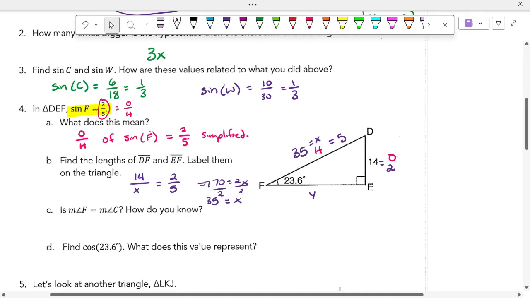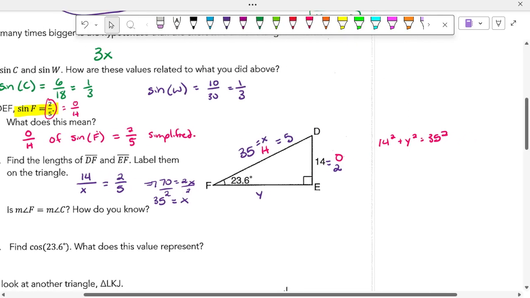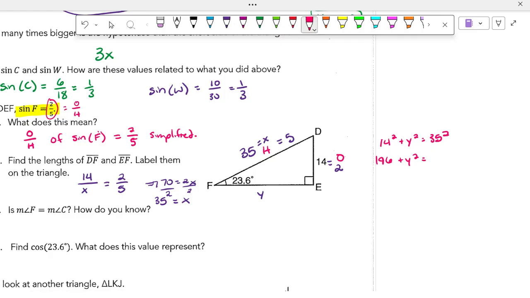So, I'm going to do this off to the side. So I have 14 squared plus y squared is equal to 35 squared. 14 squared is 196 plus y squared is equal to, what's 35 squared? Guys, you got calculators in front of you. What's 35 squared?